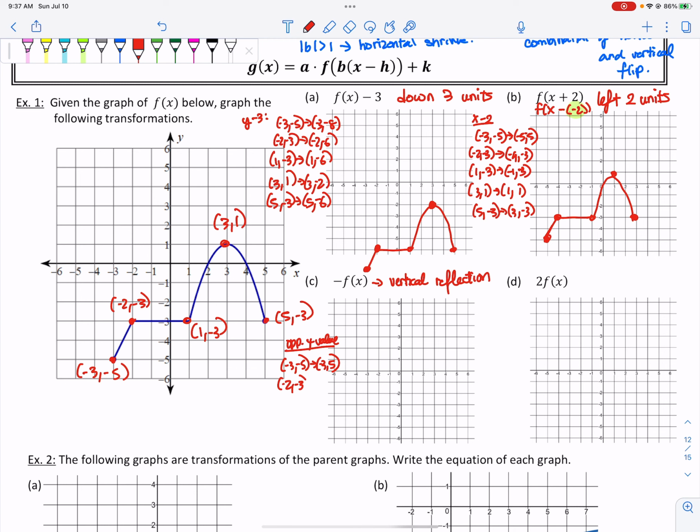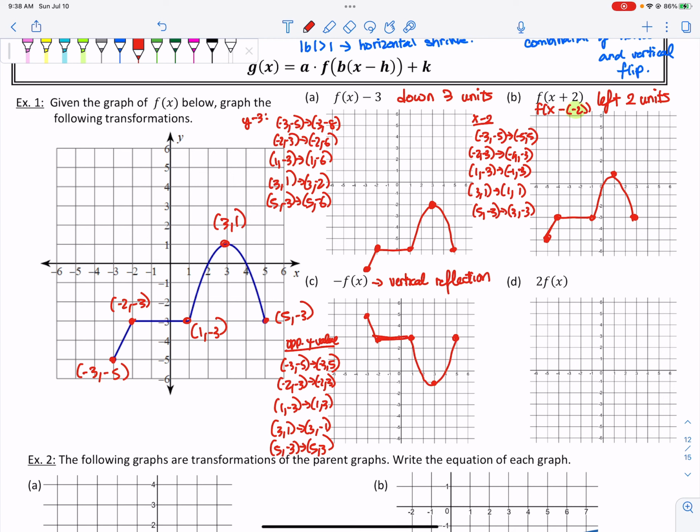(-2, -3): the opposite of negative 3 is going to be positive 3. (1, -3): the opposite of negative 3 is going to be positive 3. And the next point, (3, 1): the opposite of positive 1 is going to be a negative 1. And lastly, (5, -3): the opposite of negative 3 is positive 3. Then we plot these points, (-3, 5), (-2, 3), (1, 3), (3, -1), (5, 3), and then connect the points.